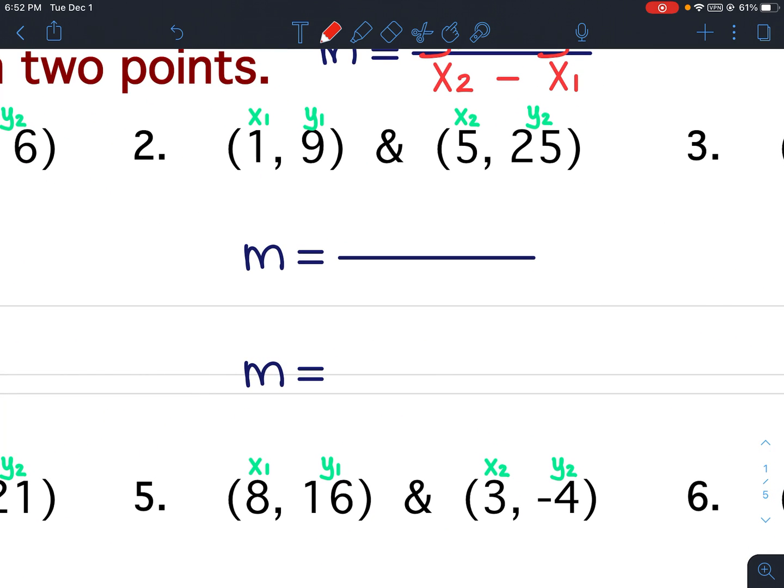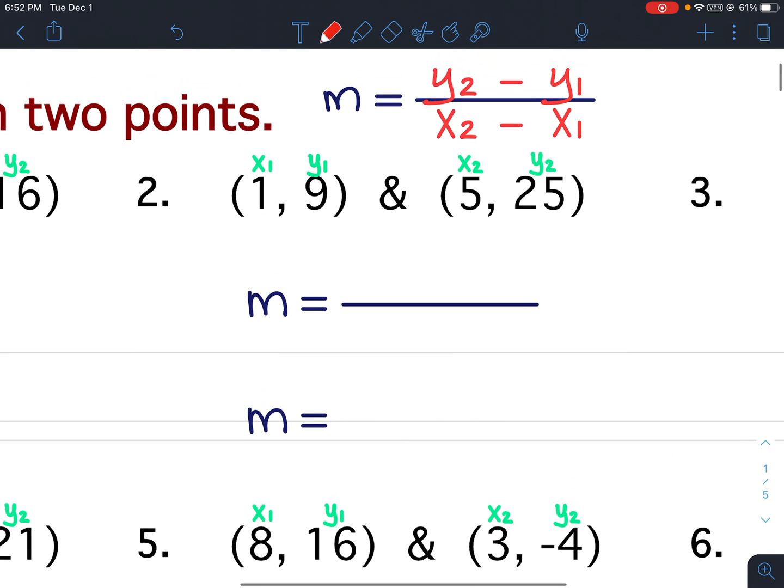For question number 2, I want to do y2. y2 is right here, 25, minus y1, which is right here, which is 9. So 25 minus 9 is in the numerator. In the denominator, I start with x2. x2 is this 5 minus x1, which is 1.